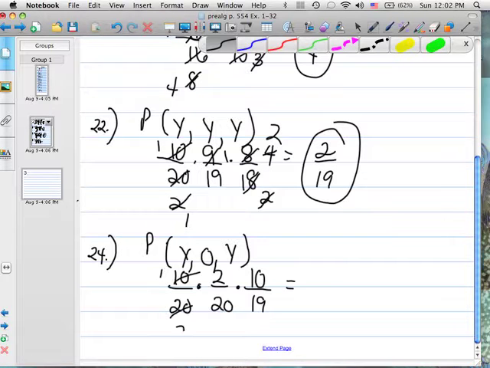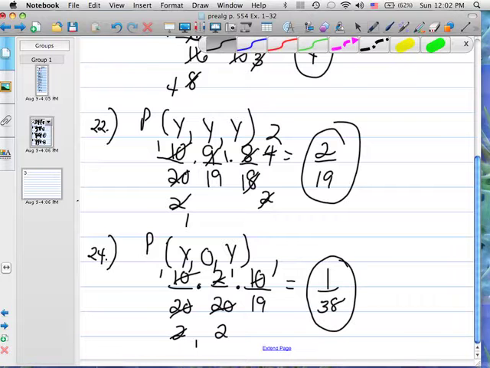So canceling 1, 2. The 2's cancel out. The 10 with the 20. And it's going to be 1 over 38. 2 times 19 is 38.